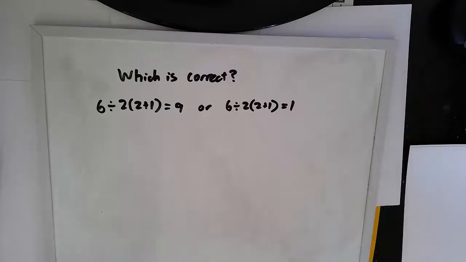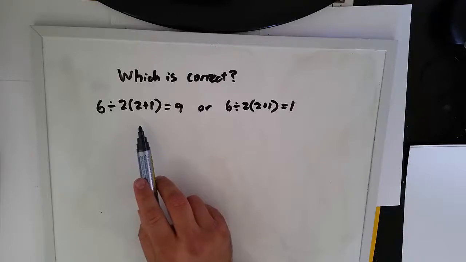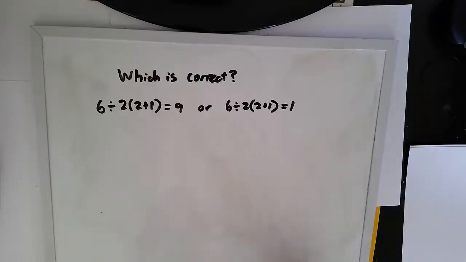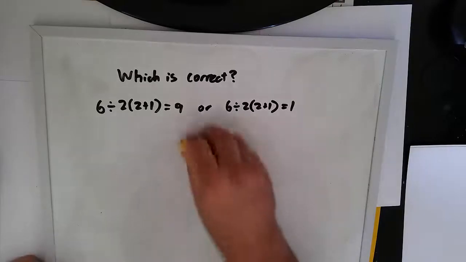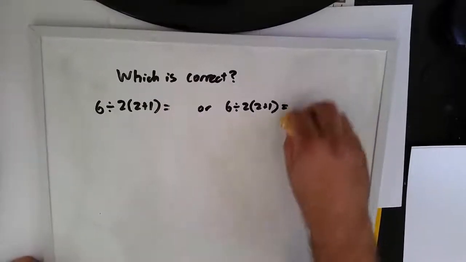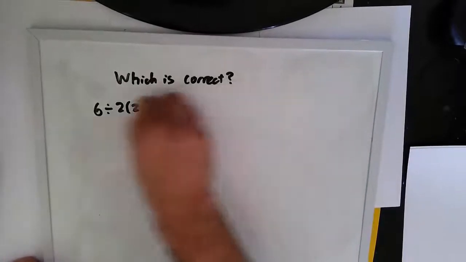I'm here to try and solve this particular problem that's been done a few times over YouTube, and that is: what is 6 divided by 2 bracket 2 plus 1 equal to? Is it 9 or is it 1? Like I said before, this has been done on YouTube a couple of times, and I've had a thought of trying to correct any sort of misunderstandings from my point of view. So I hope you follow along.